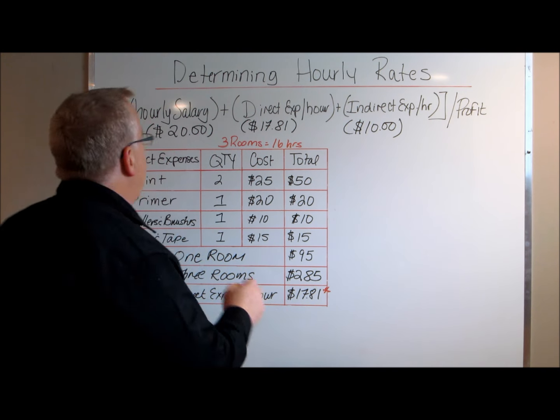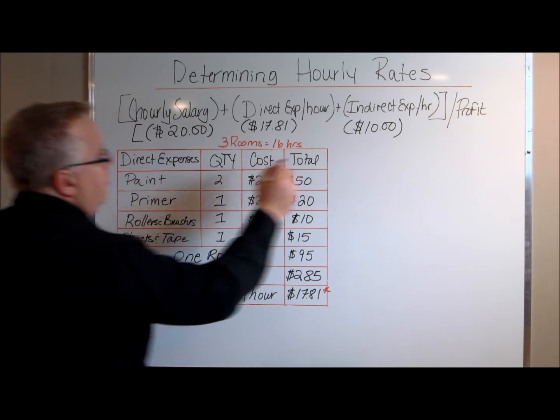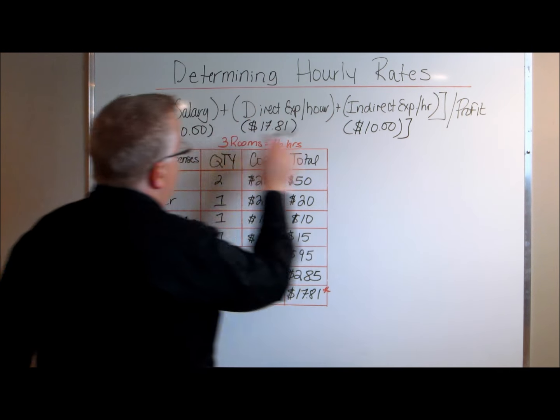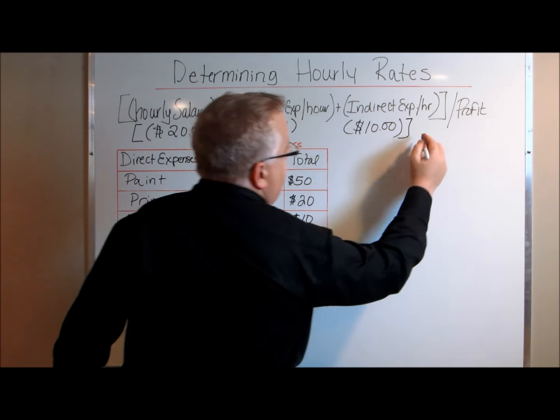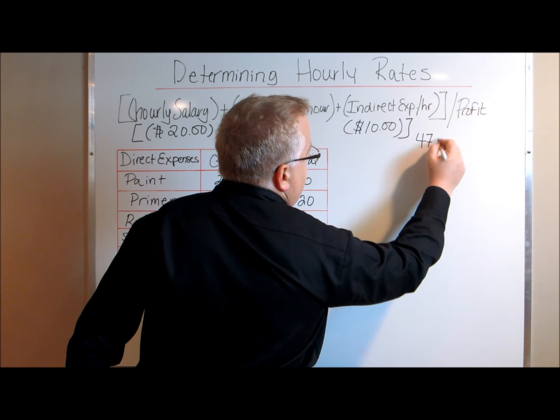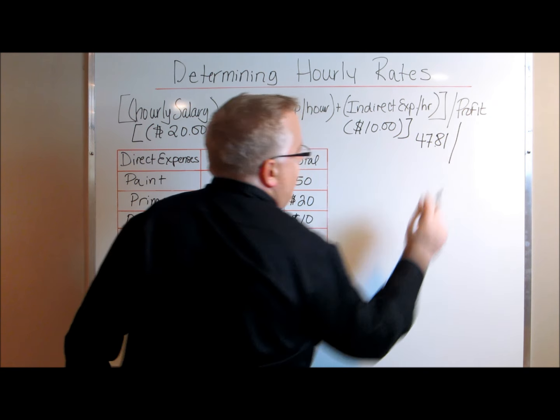Now we have to account for profit. So what we're going to do is add up all of these inside: 20 plus 17.81 plus 10. It's going to give us $47.81. And now we have to account for profit.